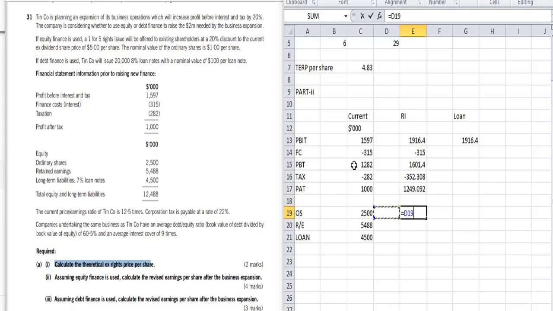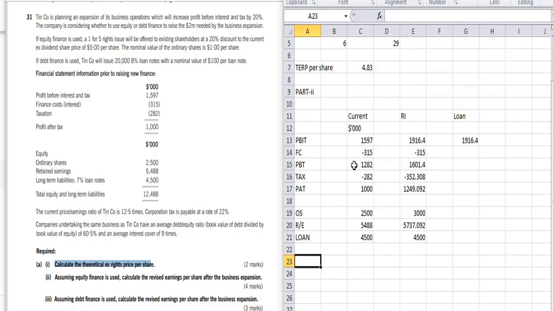Ordinary share currently is 2,500, but after the rights issue it will change. How will we get the number of shares in the rights issue? Just divide the current shares by the rights issue ratio, 1:5. Okay, so 3,000. Just take the current number of shares and add the number of shares after the rights issue. Retained earnings will increase, and how do we get that? Just take the existing retained earnings and add the change in profit after tax. Loan note will be as it is. Okay, this is what we got.